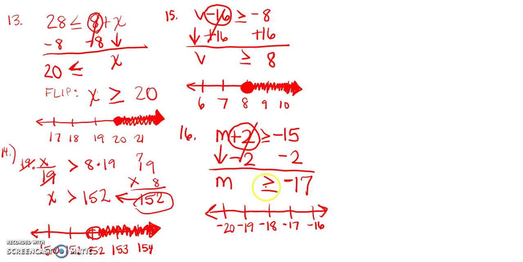All right, so m is greater than or equal to negative 17. This means it's going to be a closed circle. Once it's a closed circle, greater than means I'm going to the right. Again, less than means I'm going to the left. So greater than, I'm going to the right.